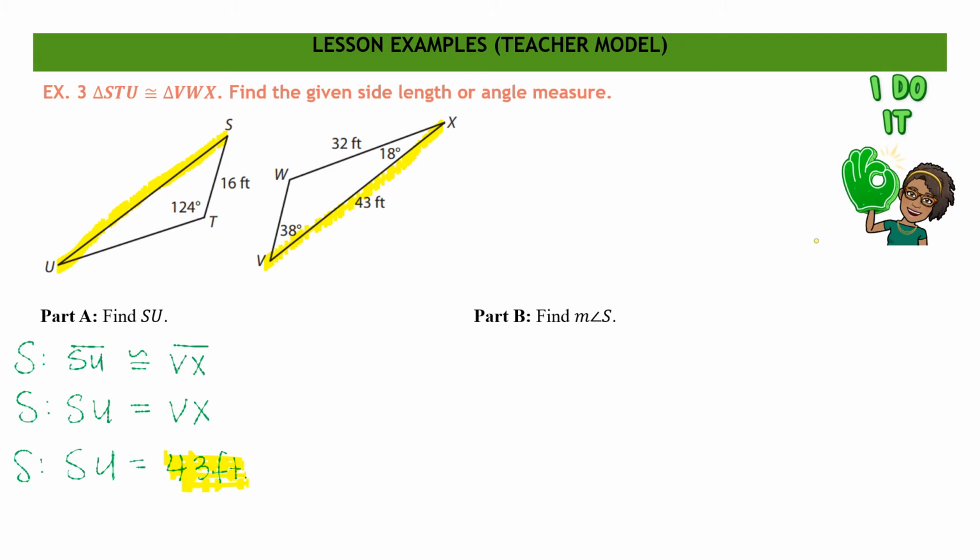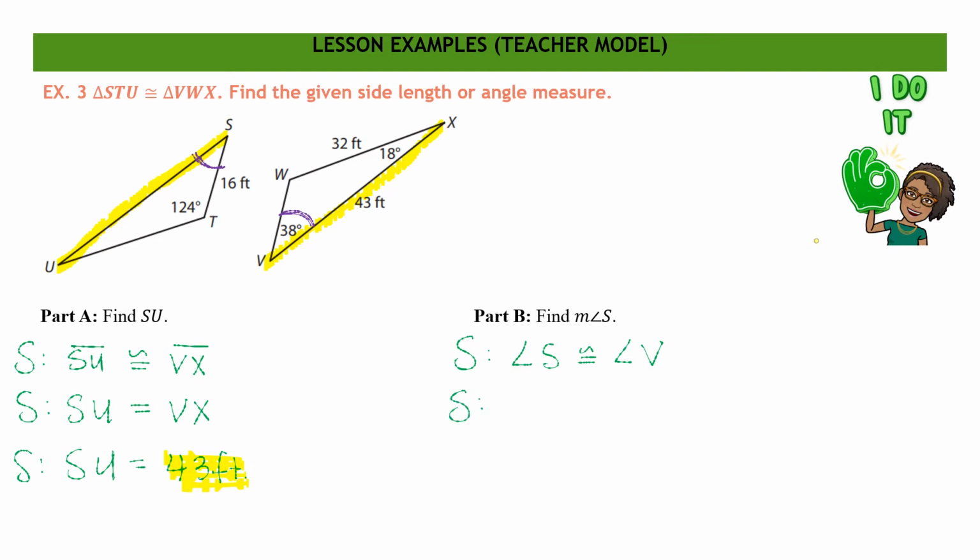We're going to do the same thing in writing out our congruency statement. Here they want us to find the measure of angle S. So angle S, we know, is congruent to, and if we look at our picture, angle S is here. Angle S corresponds to angle B, which is here. So I can say angle S is congruent to angle B.